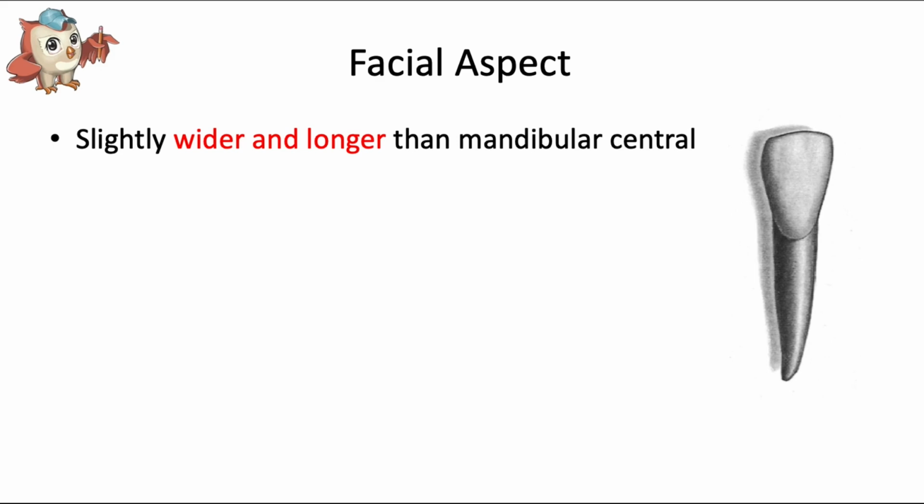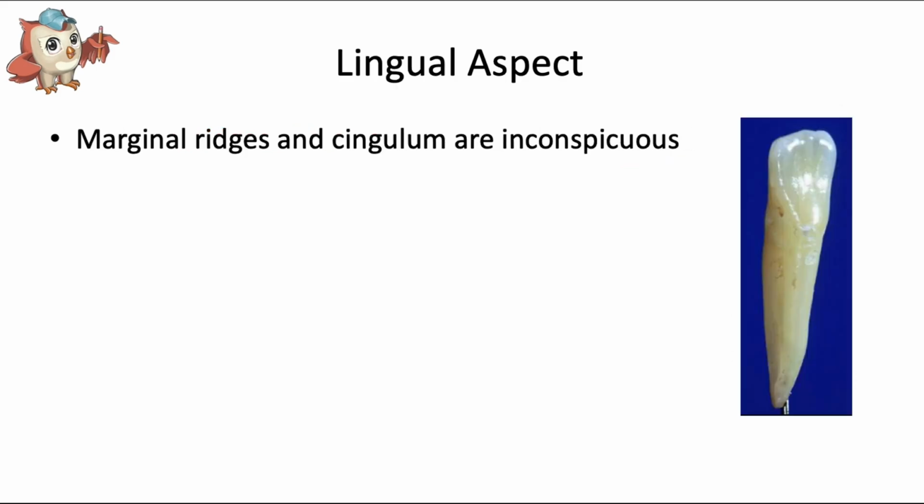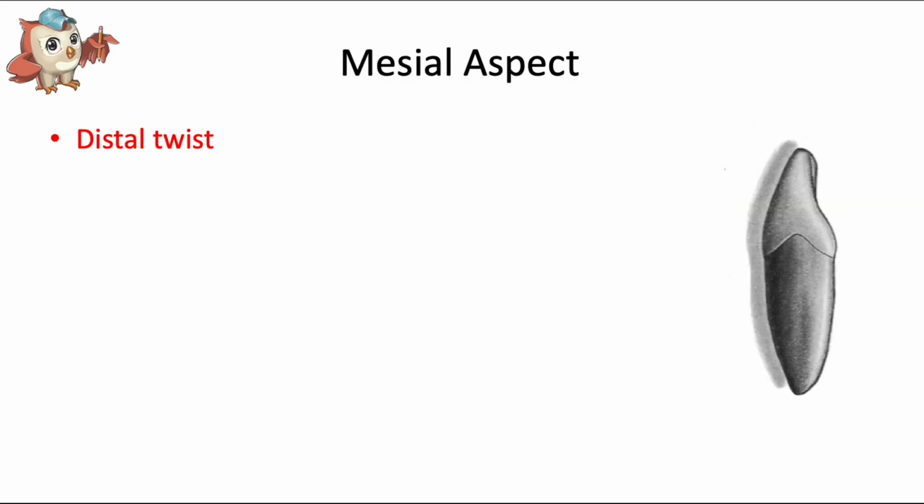The mandibular lateral incisor is wider and longer than the mandibular central, exactly the opposite of what we see in the maxillary arch, where the central is wider and longer than the maxillary lateral. Similar to the central incisor, the marginal ridges and cingulum for this tooth are inconspicuous. In other words, they are not that noticeable. There's not much going on on that lingual surface.